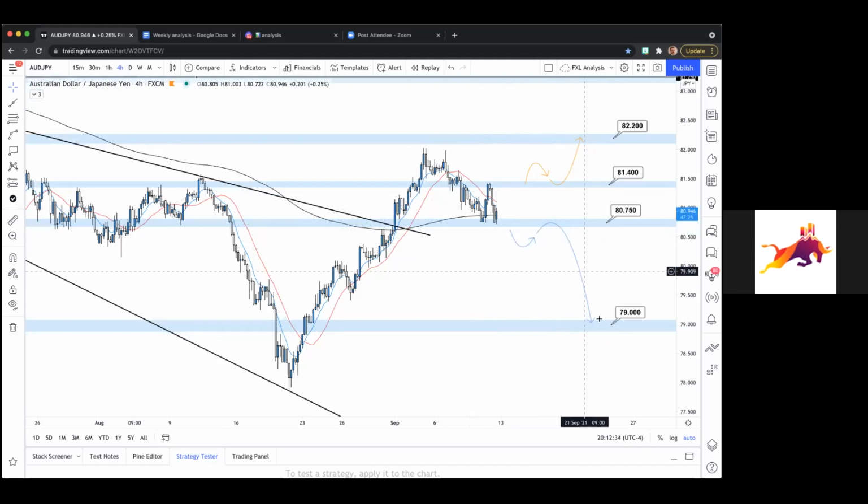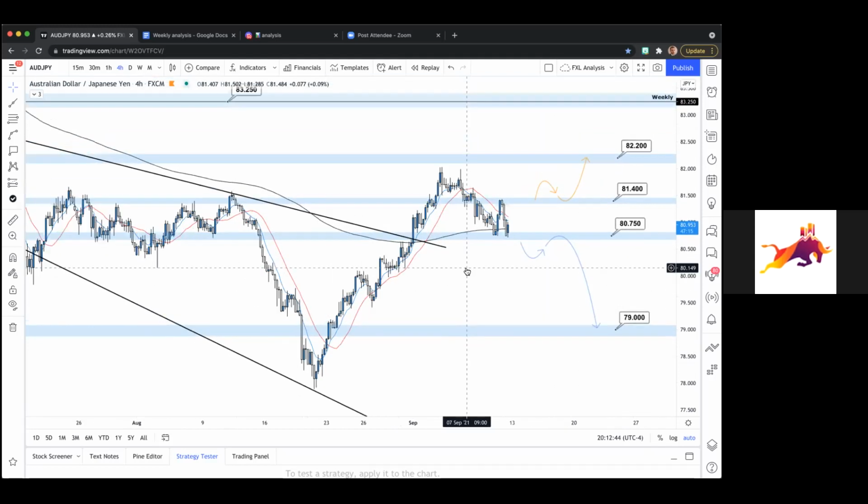This is a lot of room to drop, as you guys can see, from 87.5 all the way down to 79. So this could be a really profitable trade that's worth waiting for. So I'm just going to wait for that to play out, and then we'll be short.